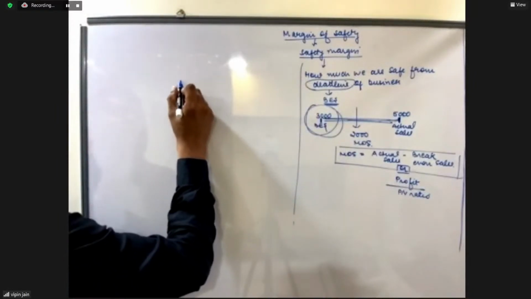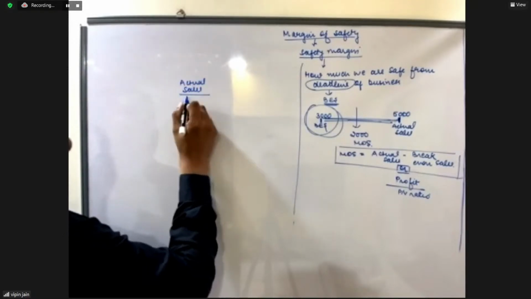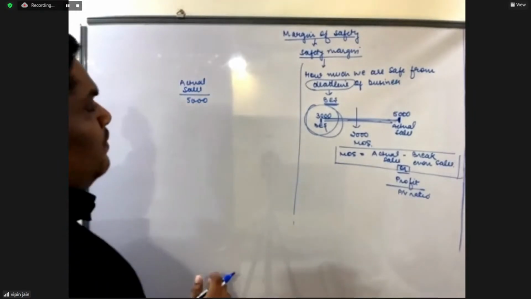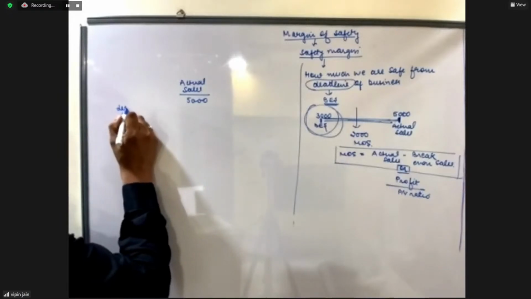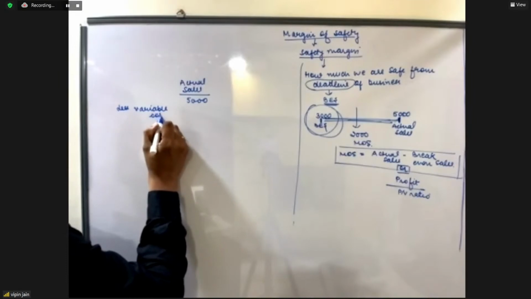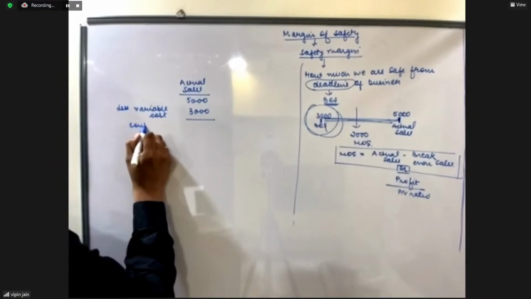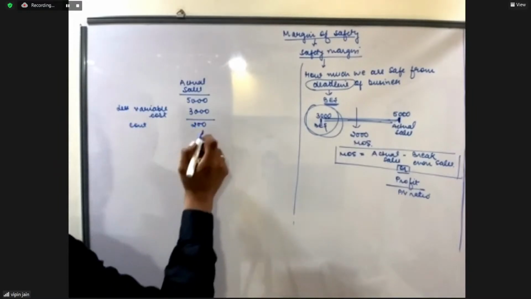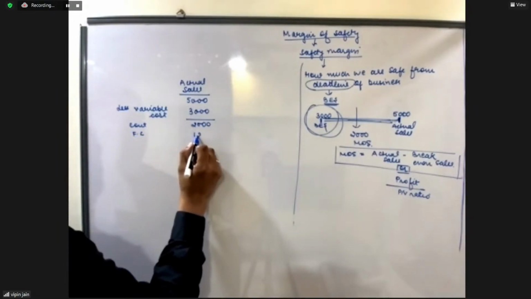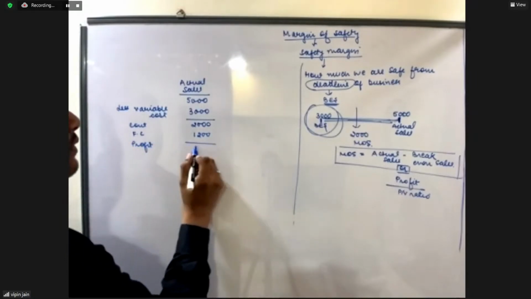So ultimately, let's say my actual sales is 5,000. My variable cost is, let's say, 3,000. Therefore, my contribution will be how much? 2,000. Further, let's say my fixed cost is 1,200. Therefore, my profit will be how much? 800.